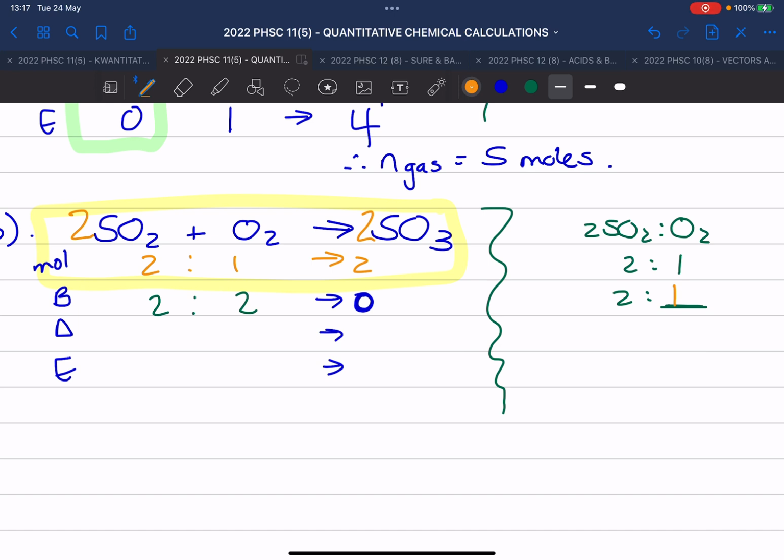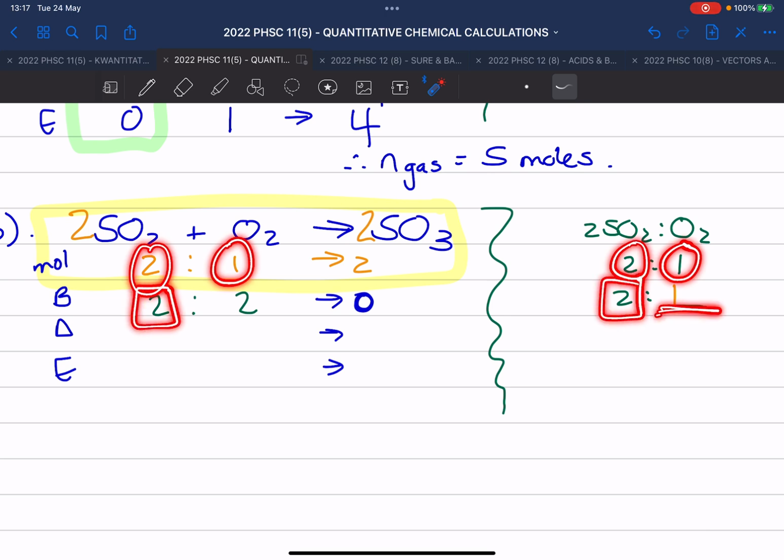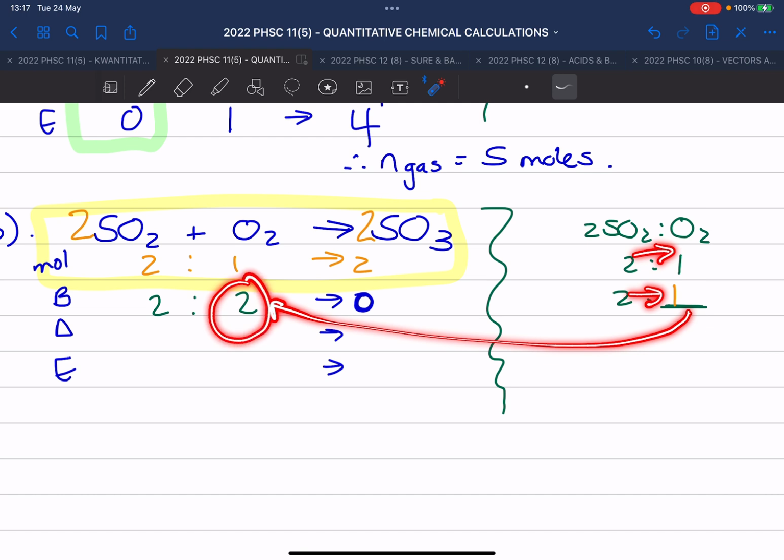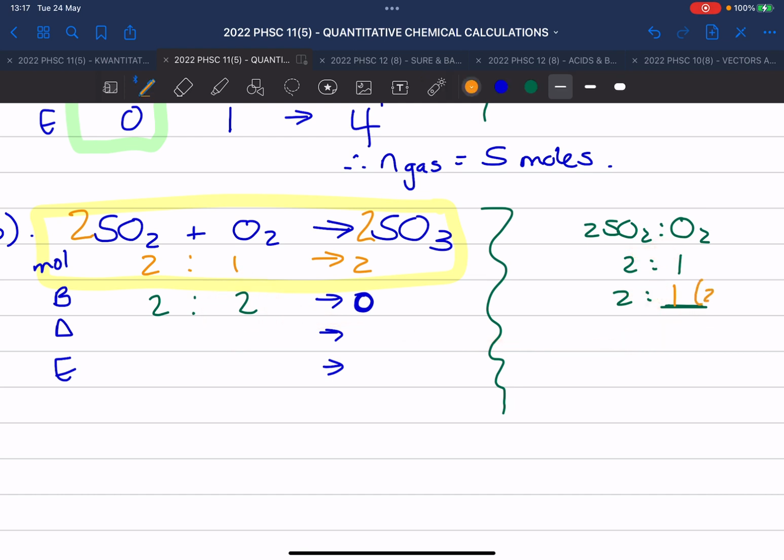I'm just going to show this again. My mole ratio is 2 to 1. How much do I have? I have 2. So how much of the oxygen will I need? If the mole ratio is 2 to 1, I'm going to need 1. But how much oxygen do I have? I have 2 of it, so I have more than enough. So this one is the one that is in excess, and this one is my limiting reagent.